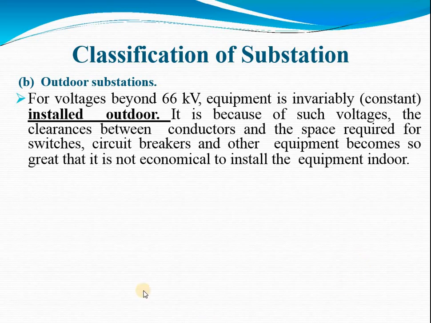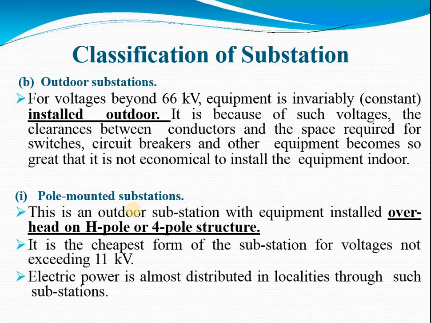Why? Because at such a high voltage range, the clearance between the conductors and the space required for the switches, circuit breakers and other equipment becomes so great that it is not economical to install the equipment indoor. So that is called an outdoor substation. These outdoor substations are again subcategorized, first as pole mounted substation. This is an outdoor substation with the equipment installed overhead on an H-pole or 4-pole structure.